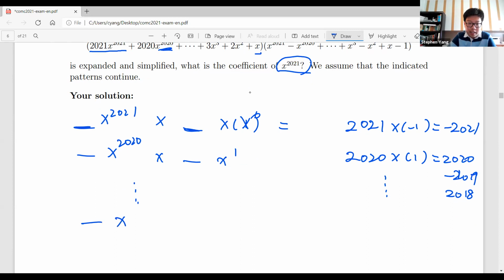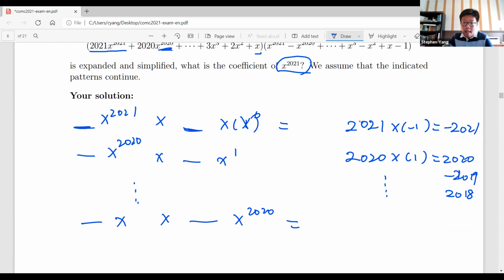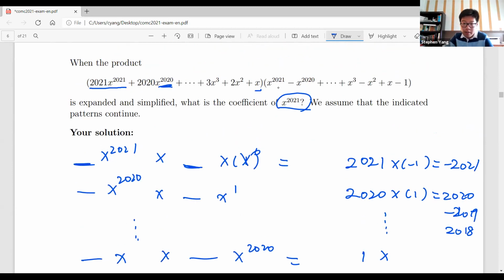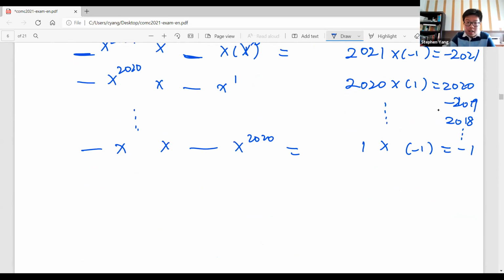some coefficient times x to the 2020. So this will be just 1 times, now if you look at the coefficient for 2020, it's a negative 1. So in the end, we'll have this negative 1. So the last one is negative 1. Okay, so all we need to do then is to add all these numbers together.